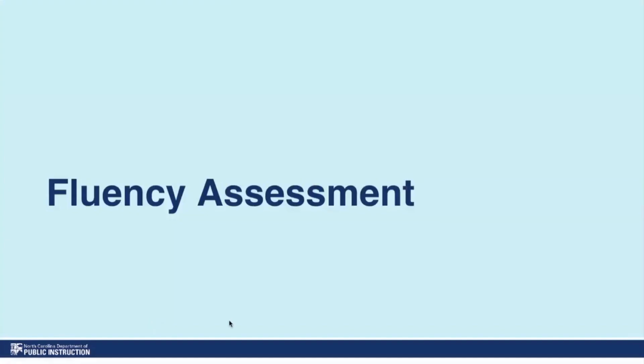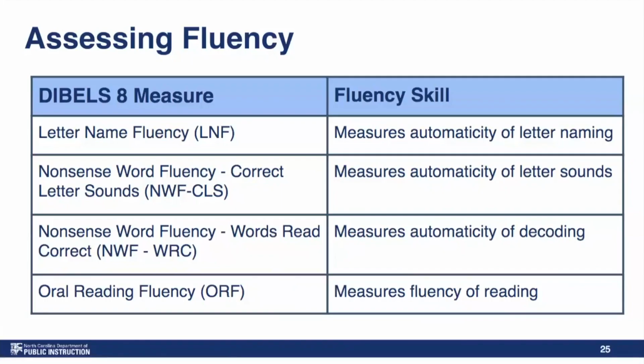So now let's talk about fluency assessment. Researchers agree that an assessment of reading fluency provides a good overall estimate of a student's reading proficiency, especially in the elementary grades, and is a strong predictor of reading comprehension success. Our current statewide universal screener, DIBELS 8, includes a few measures of fluency. Each of these measures is timed for a minute.